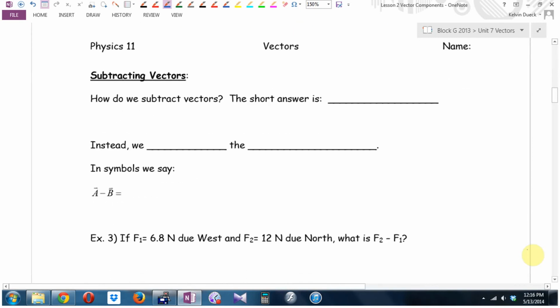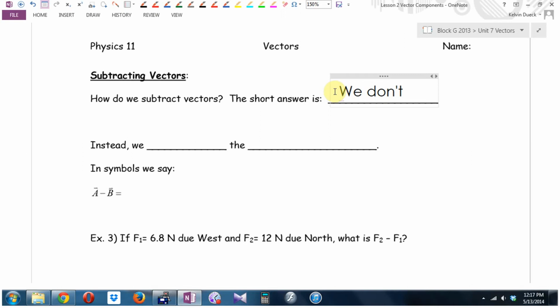Subtracting vectors. How do we add two vectors together? Draw them, tip to tail. How do we subtract vectors? Well, to be honest, the short answer is we don't. What I mean by that is there is actually a rule, and I used to know it. You drew them tail to tail, you did something else, and then you... Instead, we would rather use what we already know.